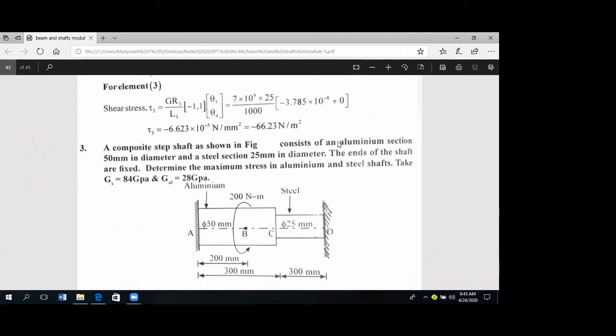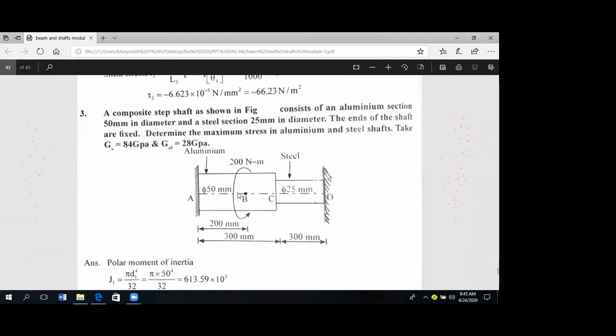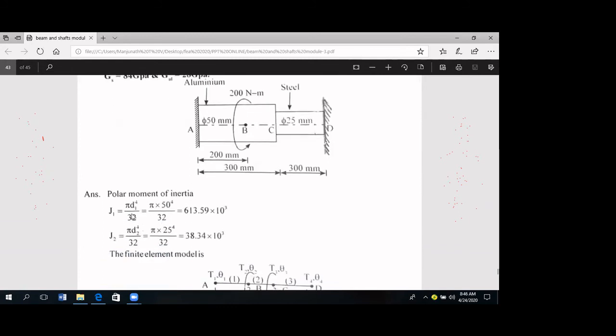First, if you want to calculate stress, then we should know the displacement, because in the stress equation we have the displacement values. So by following the finite element procedure, we are going to find out the displacement. Then we can find out the stress for the aluminum and steel shafts. There are two shafts, a stepped shaft, and both ends are fixed. Now, as per the given diameters, calculate the polar moment of inertia J1 for the aluminum section and J2 for the steel section. For diameters of 50 and 25, you are going to get 613.59 into 10 to the power of 3 for aluminum, and 38.34 into 10 to the power of 3 for the steel section.